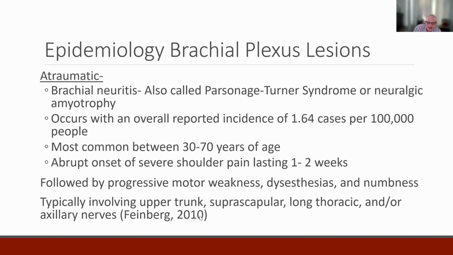Is it always specific to the upper trunk? Not always, but the majority of the time it's the upper trunk, but it can also hit the cord. Sometimes it's just limited to the cord, but most of the time, to answer your question, Amanda, it typically is the upper trunk. That's the most common place where we see it.